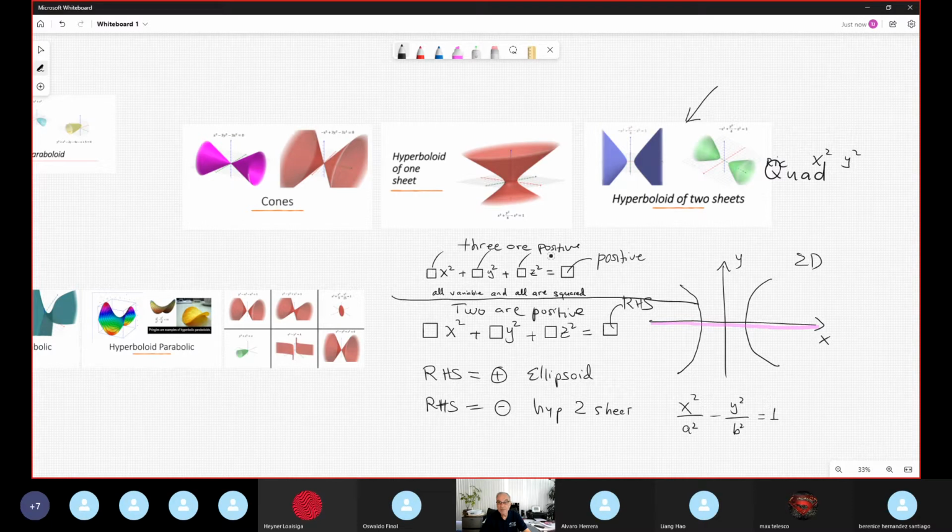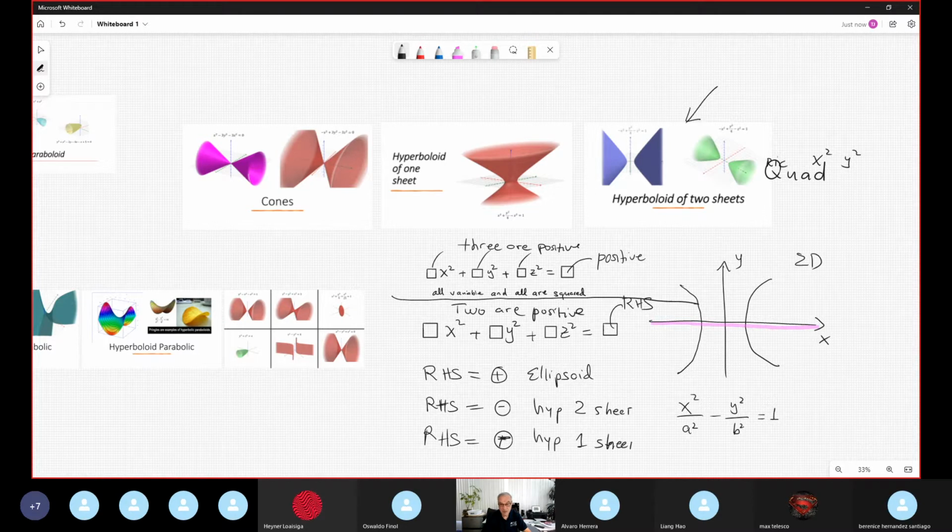Okay. However, see the right hand side is negative. Is positive, sorry. And under the supposition that one guy here is negative, then hyperboloid 1g.